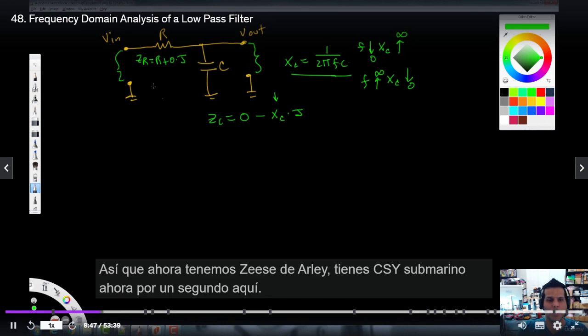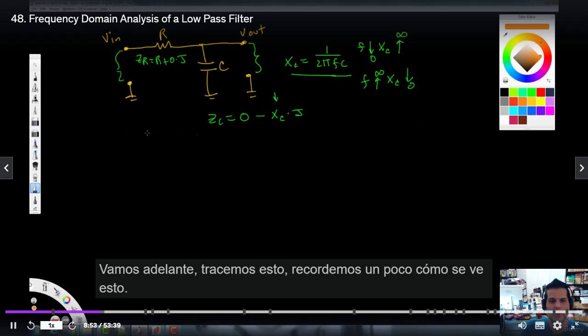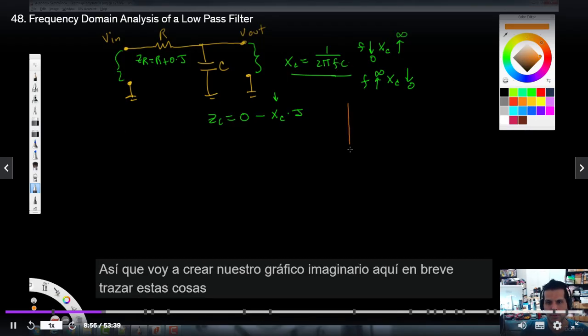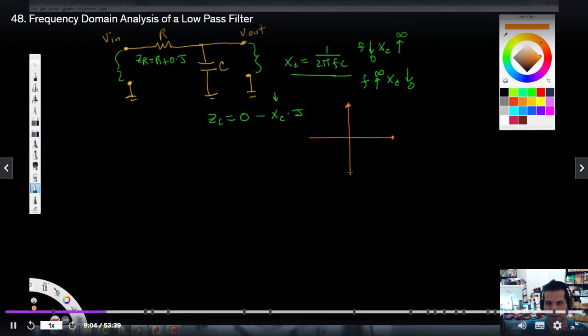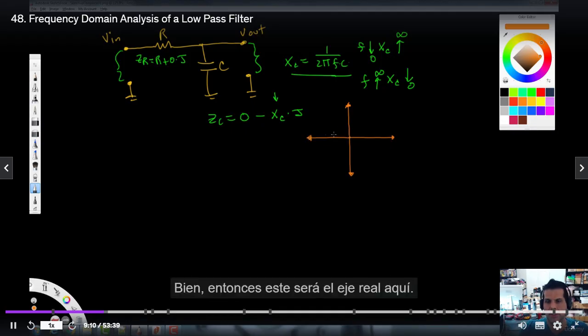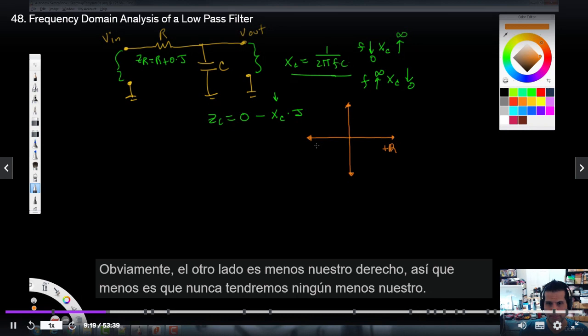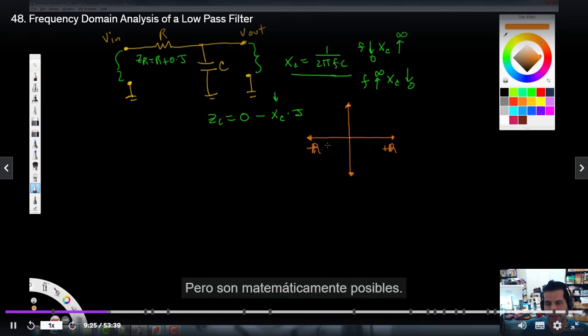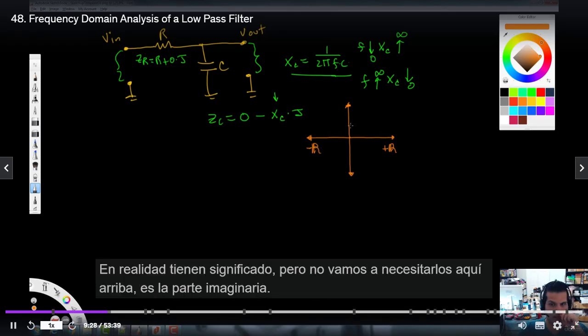Now we've got Z sub R and we've got Z sub C. For a second here, let's plot these out and remember what this looks like. I'm going to create our imaginary graph here, just to refresh your memory, it can't hurt. This is going to be the real axis, so this is plus R. Obviously, the other side is minus R. We won't ever have any minus R's, but they're mathematically possible, and they do have meaning, actually, but we're not going to need those.